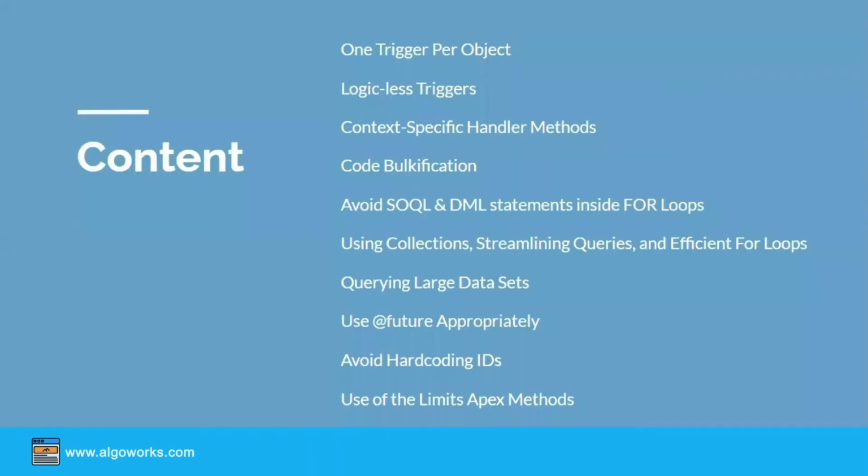Here is the table of contents: one trigger per object, logic-less triggers, context-specific handler methods, code bulkification, avoid SOQL and DML statements inside for loop, using collections, querying large datasets, use future method appropriately, avoid hard coding IDs, and use of Limits Apex methods.